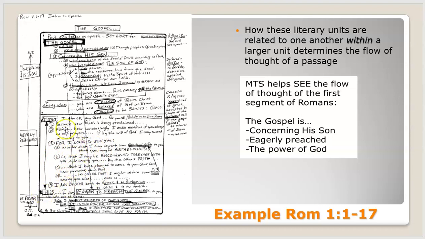And so these are particulars that lead to this general statement: I'm eager to preach the gospel to you at Rome. And then in the last paragraph, it's structured a little bit differently. He says, I'm not ashamed of the gospel. It is the power of God, and he gives reasons why, and the righteous will live by faith. And so in this segment, we have the gospel concerning his Son, eagerly preached, the power of God. That is the flow of thought of this segment.